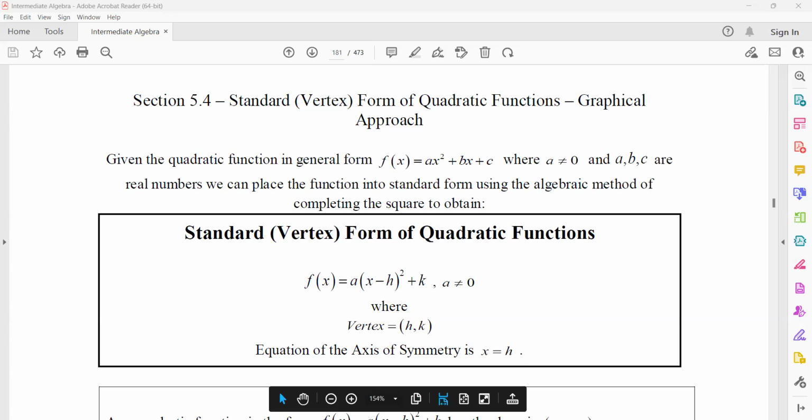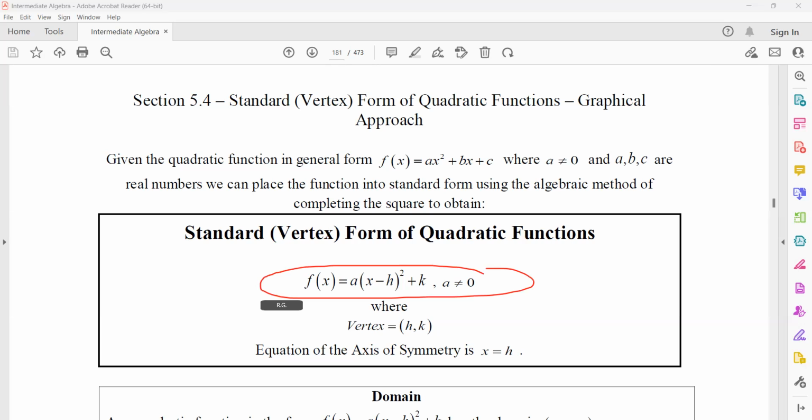Now, we've already spent some time talking about the general functions. And we've talked about f of x equals ax squared plus bx plus c. And we did talk about why a should not equal 0. Now we want to talk about the standard form of quadratic functions. And this is the standard form.